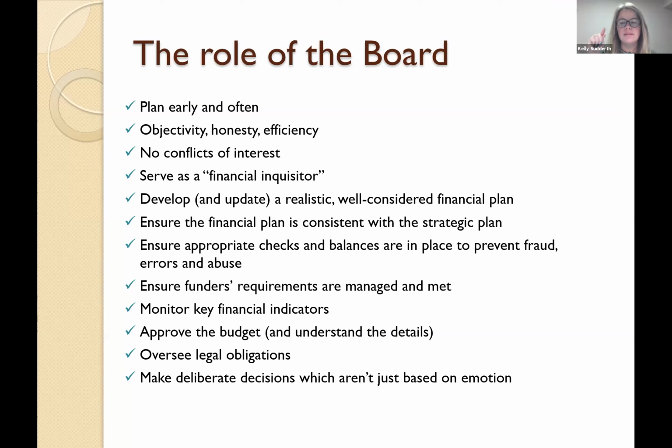The IRS does not have a prohibition against all conflicts of interest. What they require is that they be disclosed and transparent. So you have to disclose them to the full board, and you need to be transparent about what those conflicts are. And if conflicts are inevitable, you make sure that you have controls in place, like maybe the rest of the board approving a contract or reviewing the work or approving invoices before that work is done.